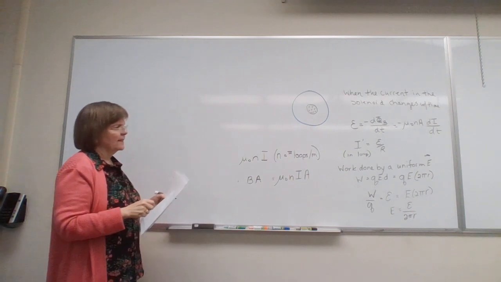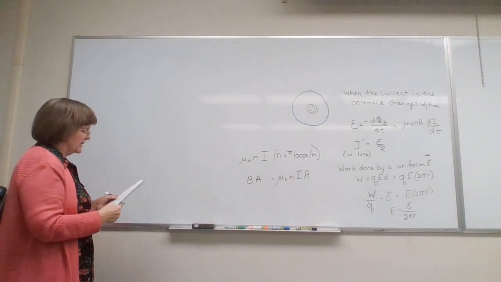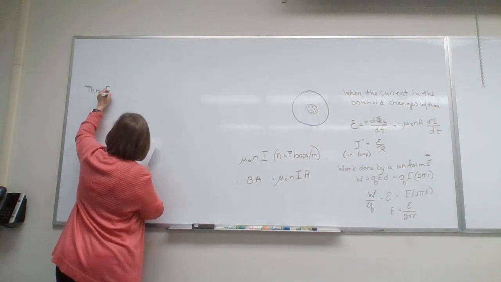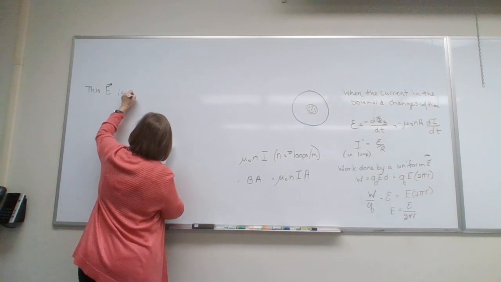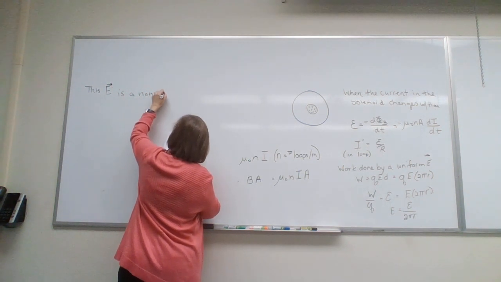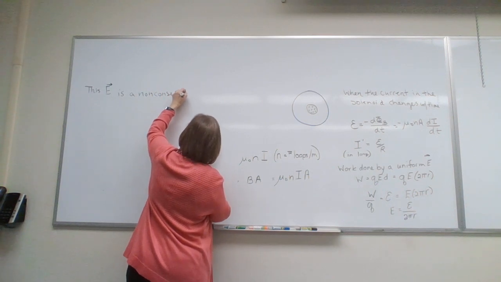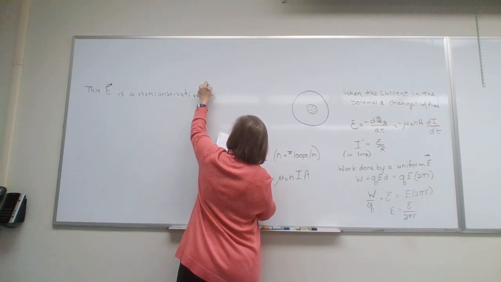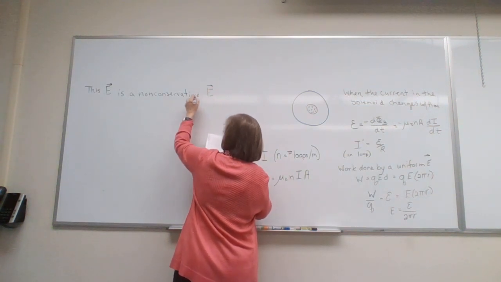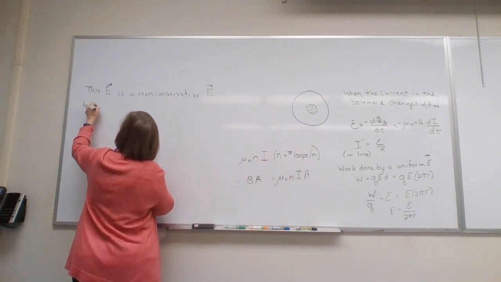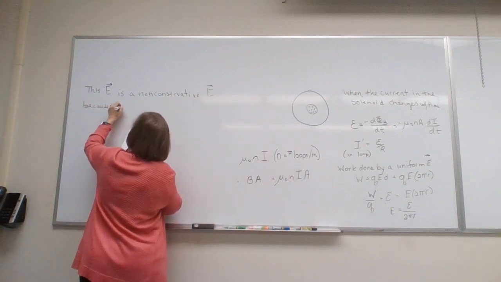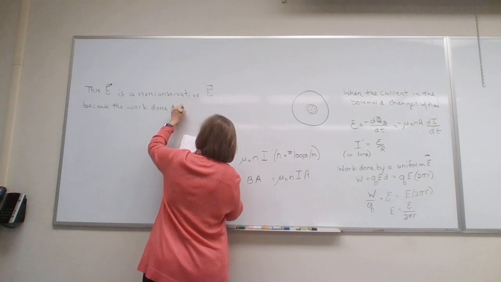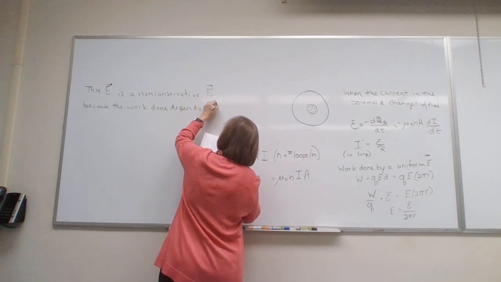This is an interesting electric field in the sense that it's different. This electric field is a non-conservative electric field. Why is it non-conservative? Because the work done depends on the path.